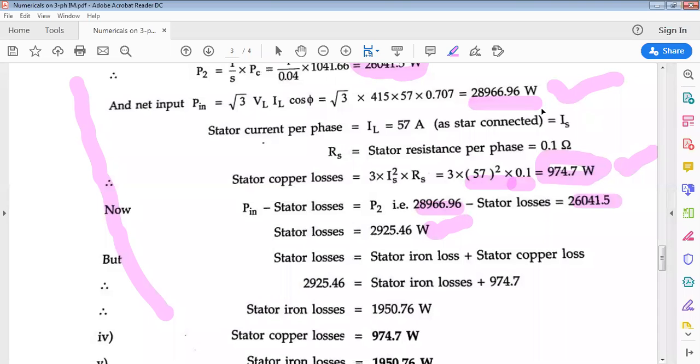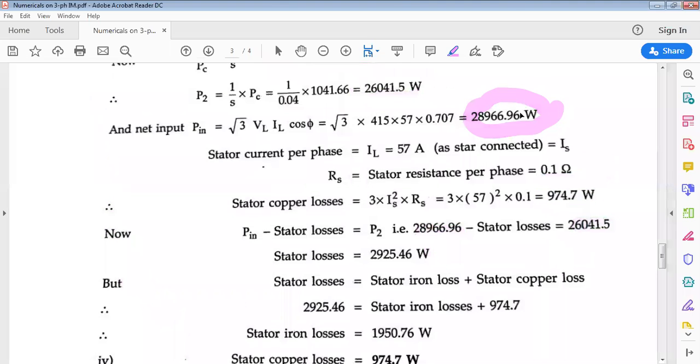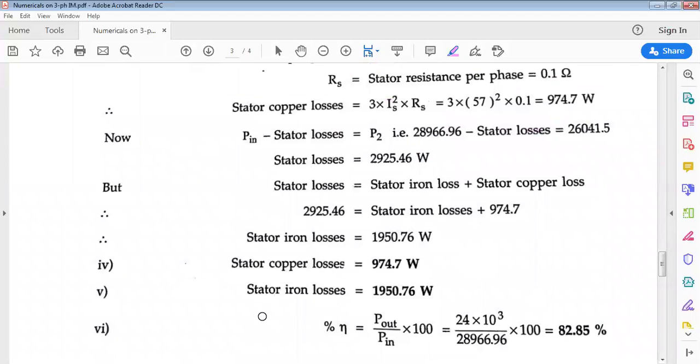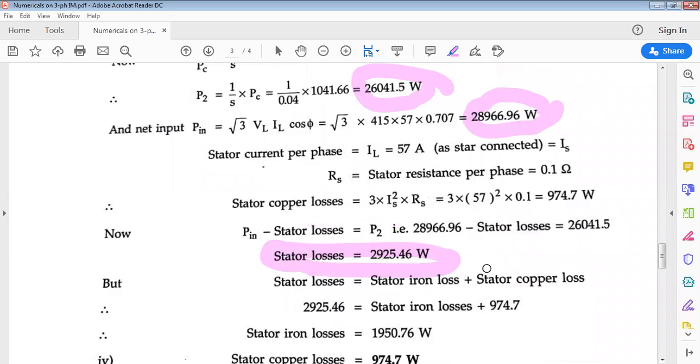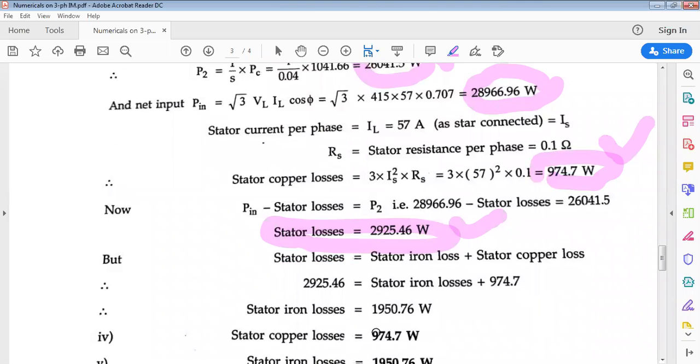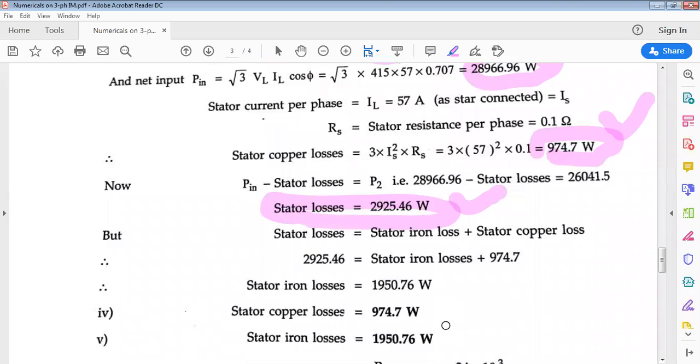Now input minus stator losses is output. So output also we have, see here, input of stator we have, output of stator we have. If we subtract output from input, what will we get? Losses. So stator losses we will get from these two. Then stator copper losses we have calculated. So from this total loss, if you subtract stator copper loss, obviously which one will you get? Stator iron loss. Got the sum?